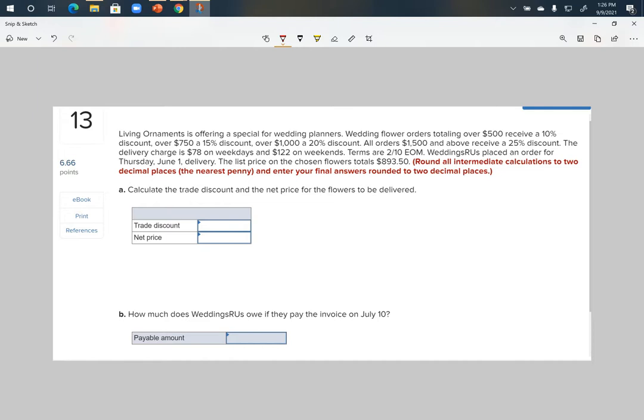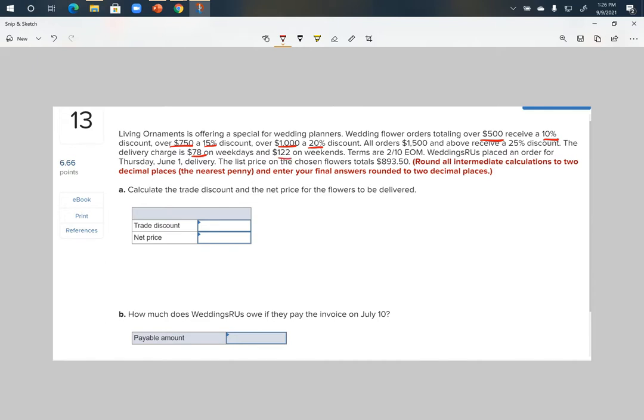If you buy more than $500, you receive a 10% discount. If you buy more than $750, you get a 15% discount. If you buy more than $1,000, you get a 20% discount, and so on. But we've also been told that the delivery charge is $78 on weekdays, and $122 on weekends.